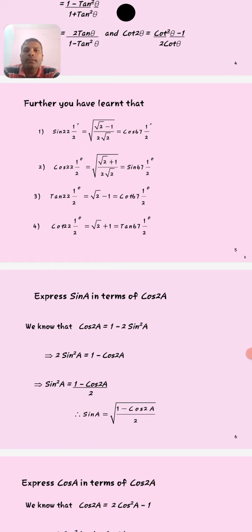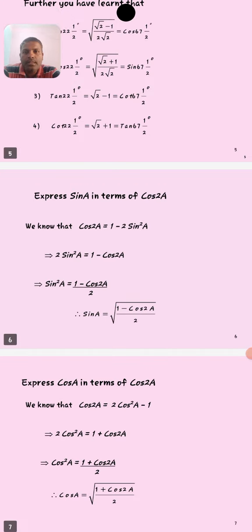Further, you have learned that sin 22.5 degrees is equal to square root of root 2 minus 1 by 2 root 2, which is equal to cos 67.5 degrees. Number 2, cos 22.5 is equal to square root of root 2 plus 1 by 2 root 2, which is equal to sin 67.5. Number 3, you have to observe tan 22.5 is equal to root 2 minus 1, which is equal to cot 67.5 degrees. Number 4, cot 22.5 is equal to root 2 plus 1, which is equal to tan 67.5 degrees. Now we see the next one.